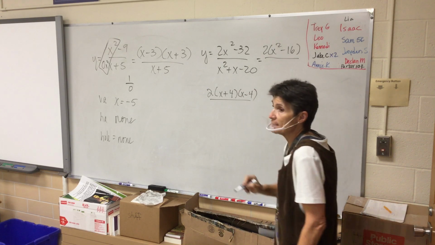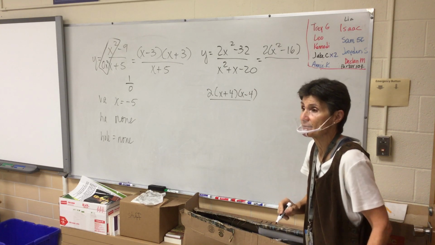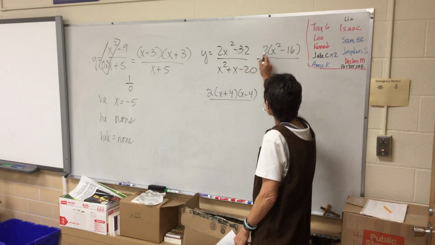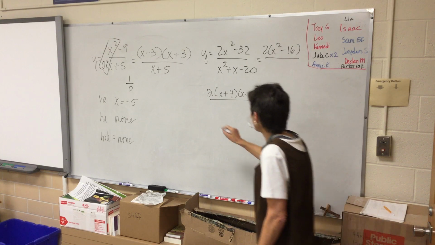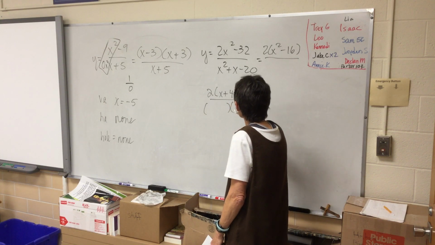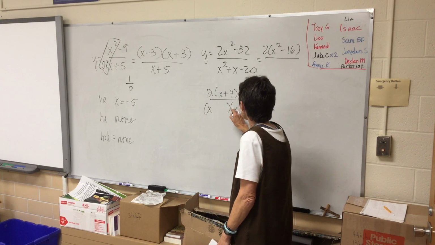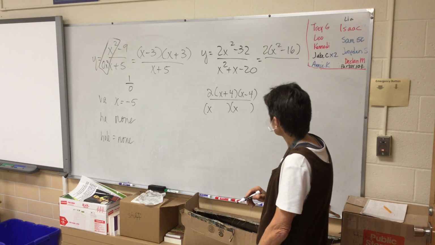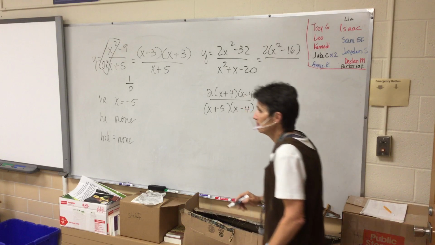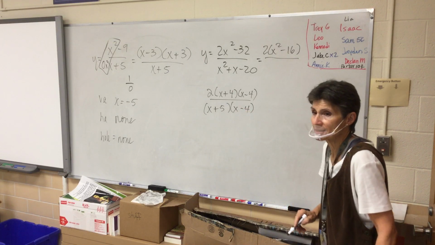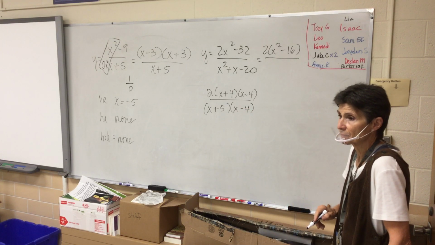Now don't forget to keep the 2. The 2 stays in there. The 2 that you took out in the beginning stays. Okay, what about the bottom? How does the bottom factor? X plus 5, x minus 4. Yep. That's exactly right. There will be a hole.